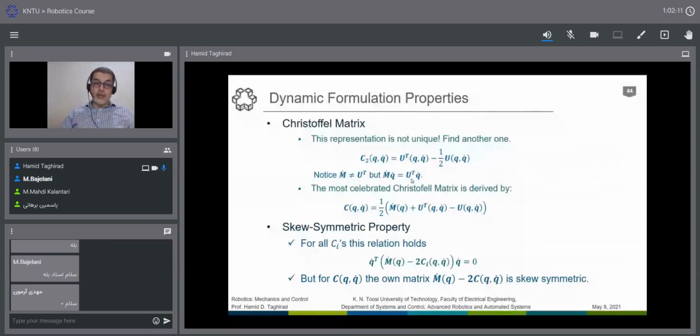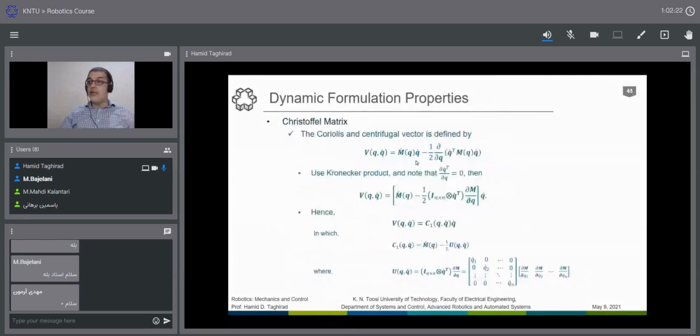This should be extra proven by hand. But notice that usually, what we have used here, as you see, we have M dot times q dot, and this term times q dot. This term, we call it U. And this is totally different from M dot. This is totally different from M dot.